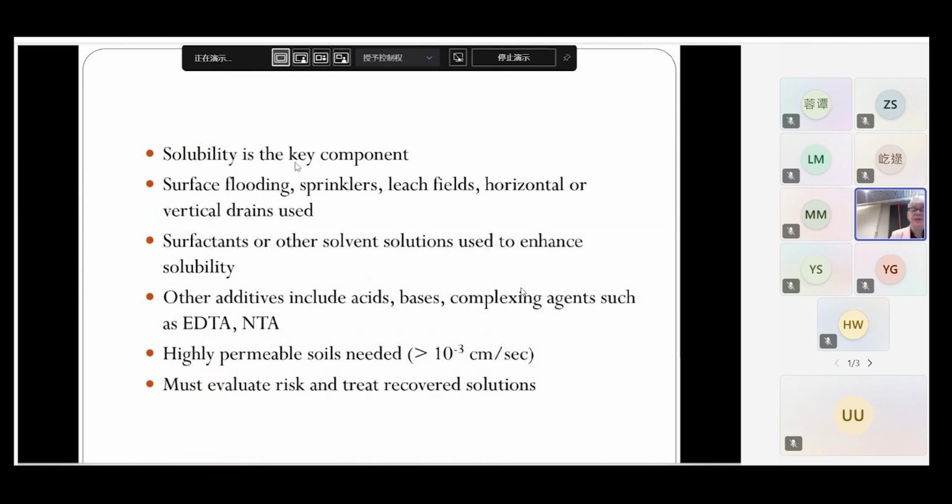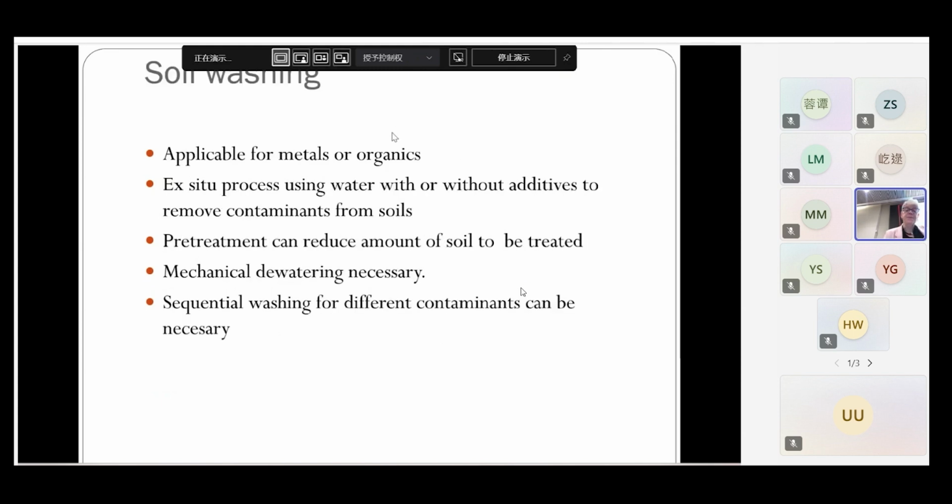So solubility is the key. There are different ways you can add the solutions. Basically, you can do infiltration, you can do injection, you can do leaching fields. There are all sorts of different ways you can add the solutions to the soil to target where the contamination is, and then to try to recover the contaminants via the wells. So again, you need a highly permeable soil to do this type of work.